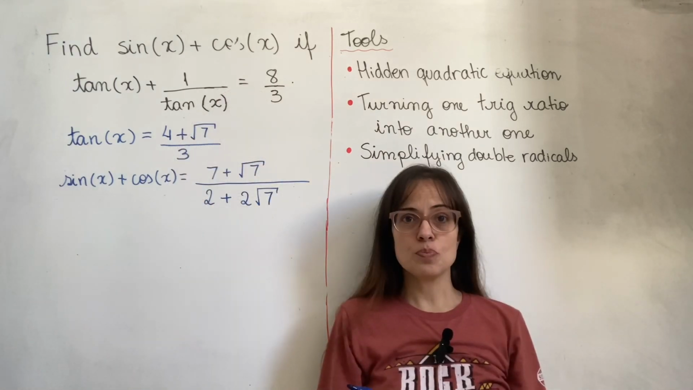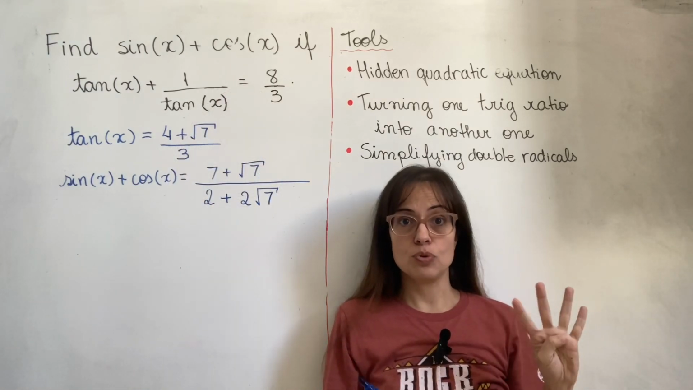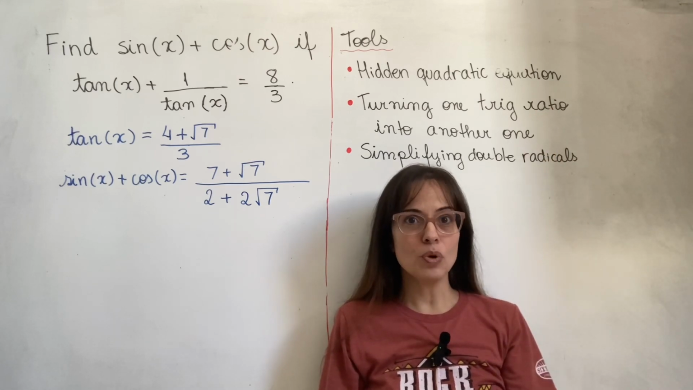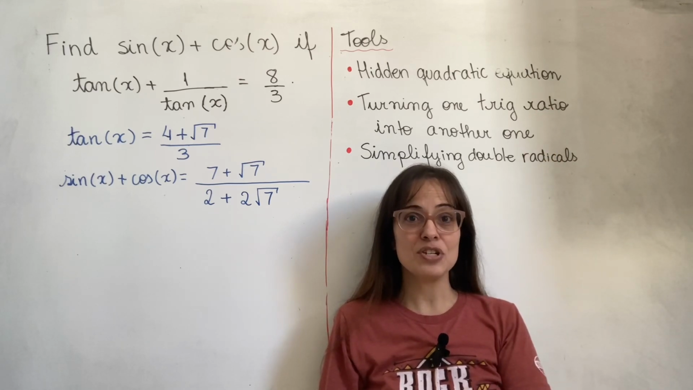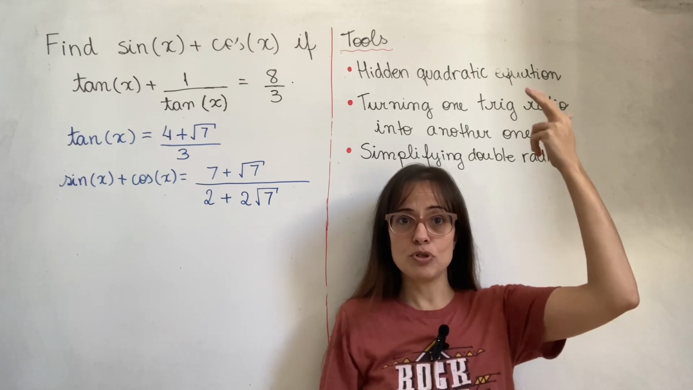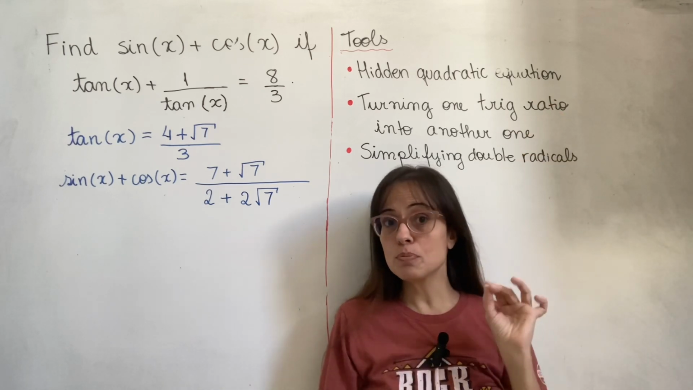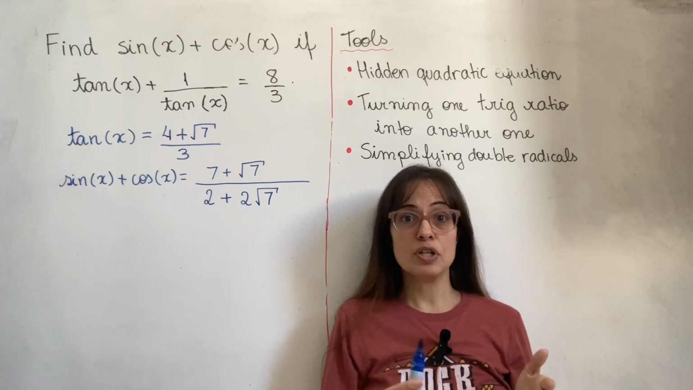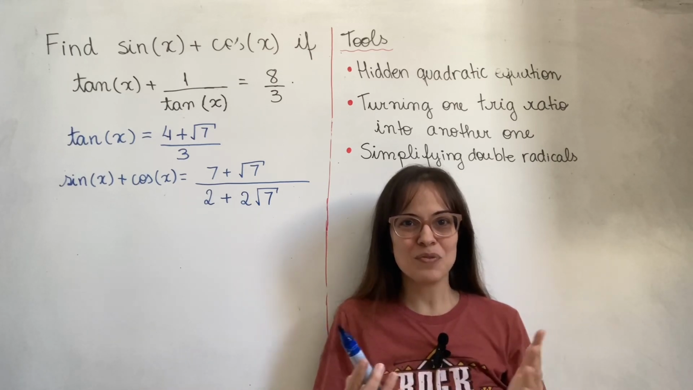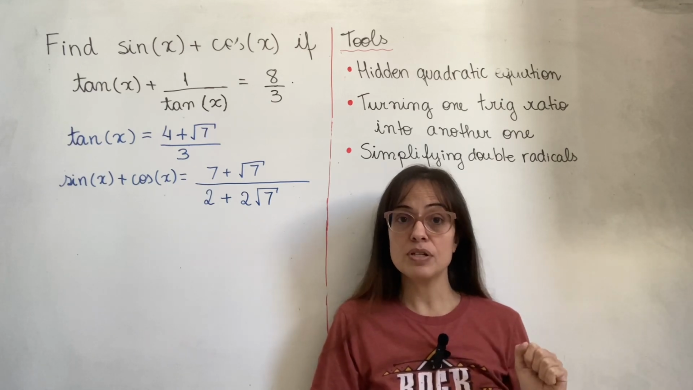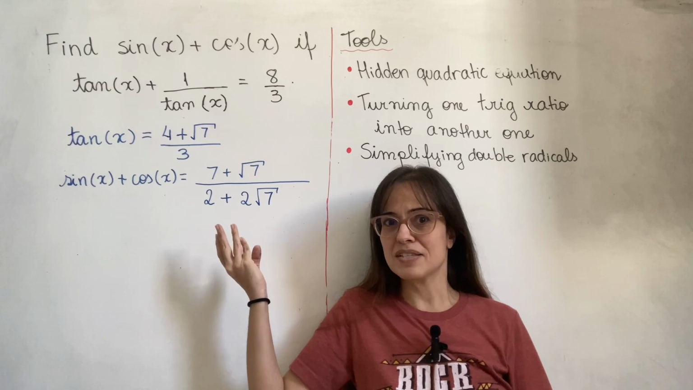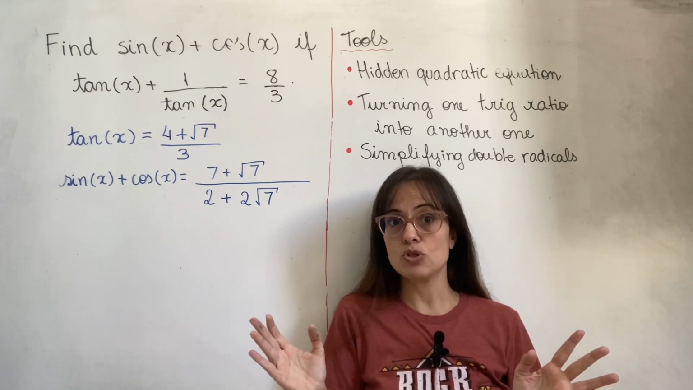So I started solving this problem by telling you that I was going to use 4 tools. The first one happened to be a very well-known one, the hidden quadratic equations. And then I followed that up with 2 tools that are a little bit more obscure and maybe you hadn't seen them before. And now I'm going to wrap it up with a 4th one that is very obvious. And by the way, we have already mentioned it in this video because, of course, I want to rationalize this fraction. So that's the only thing that remains to be done.